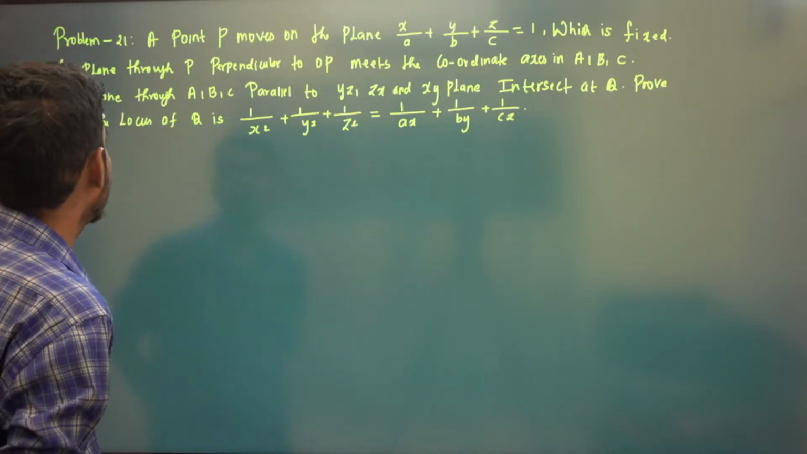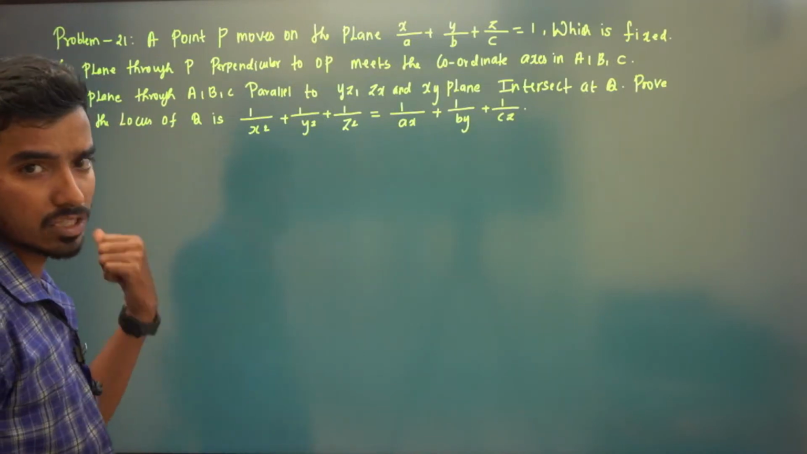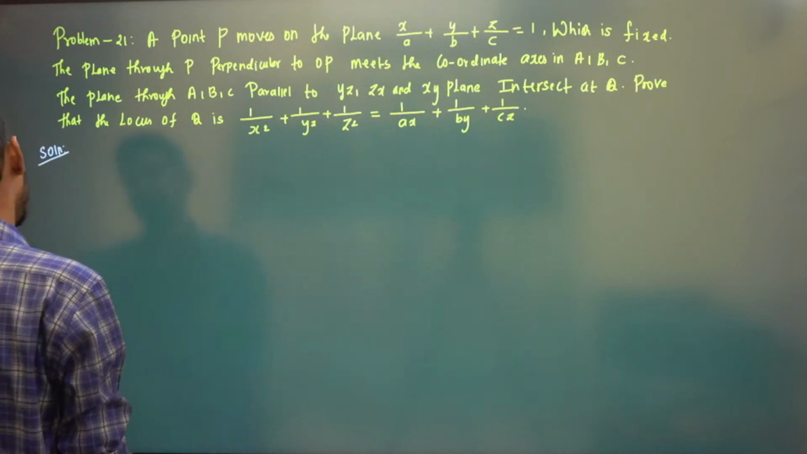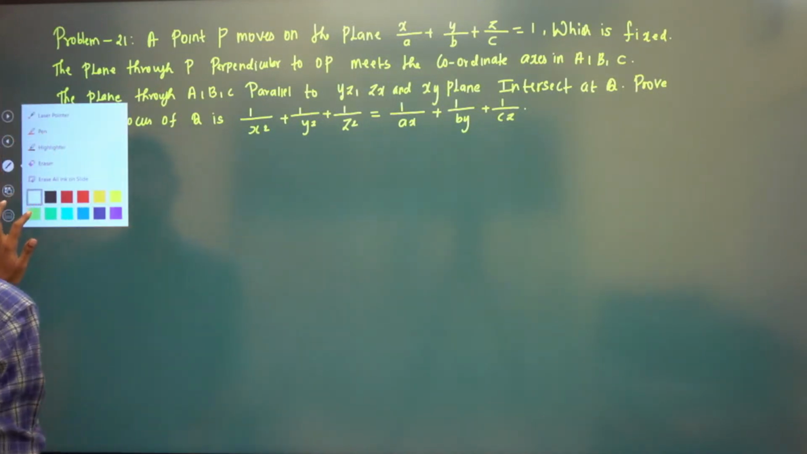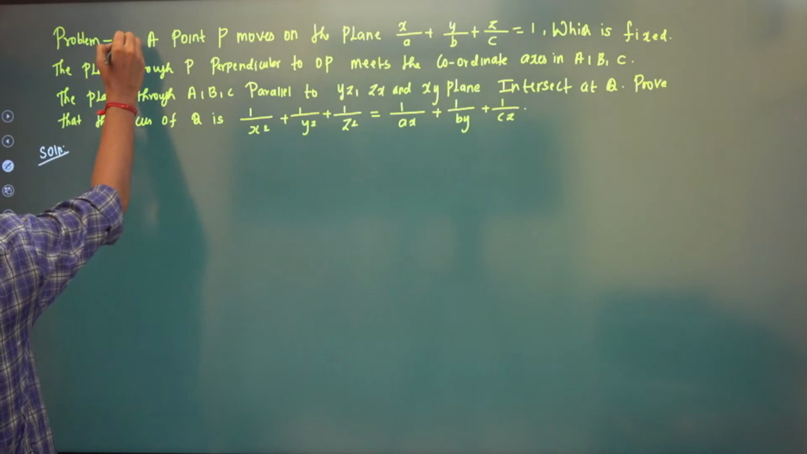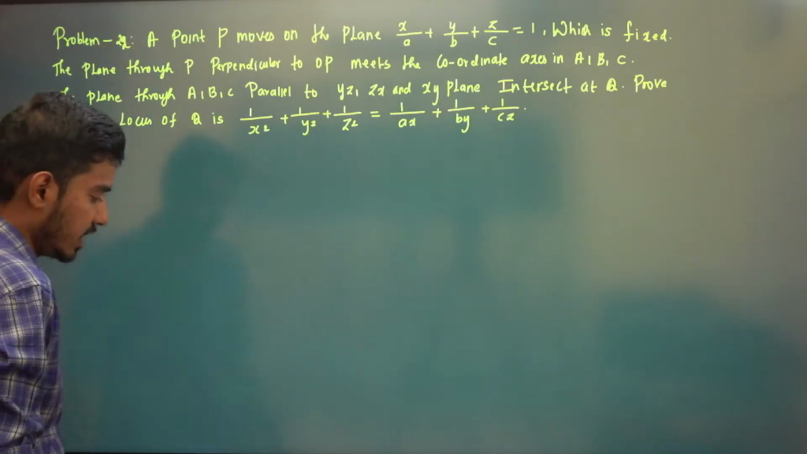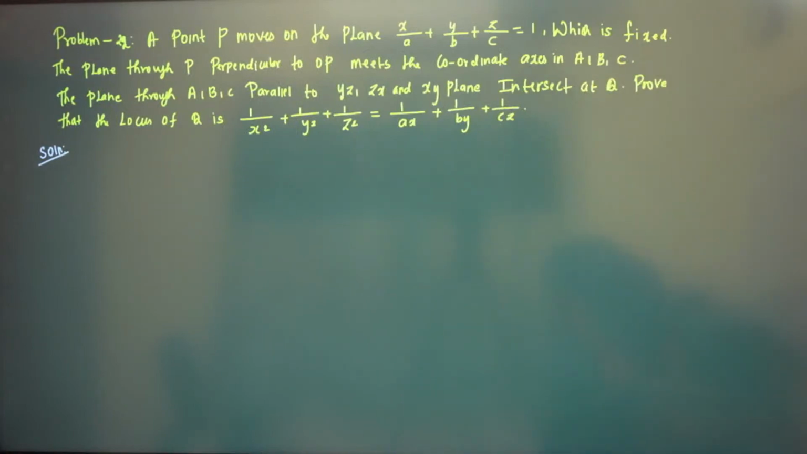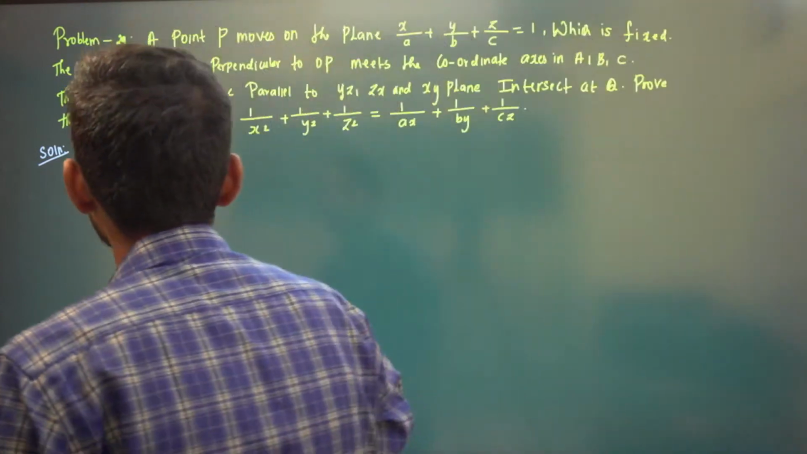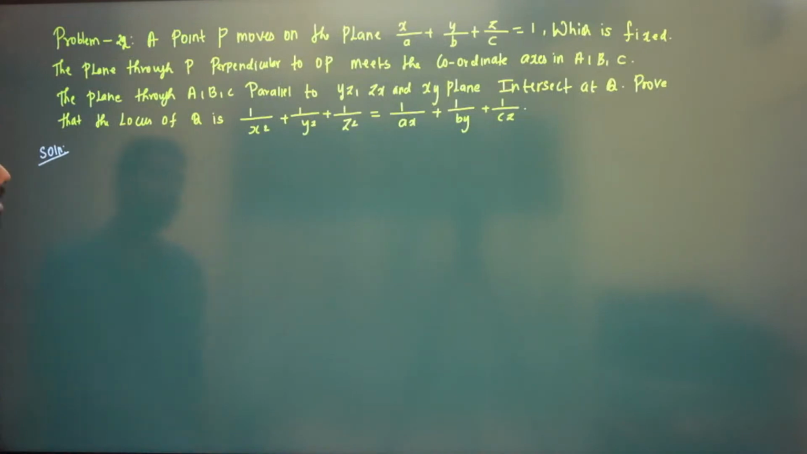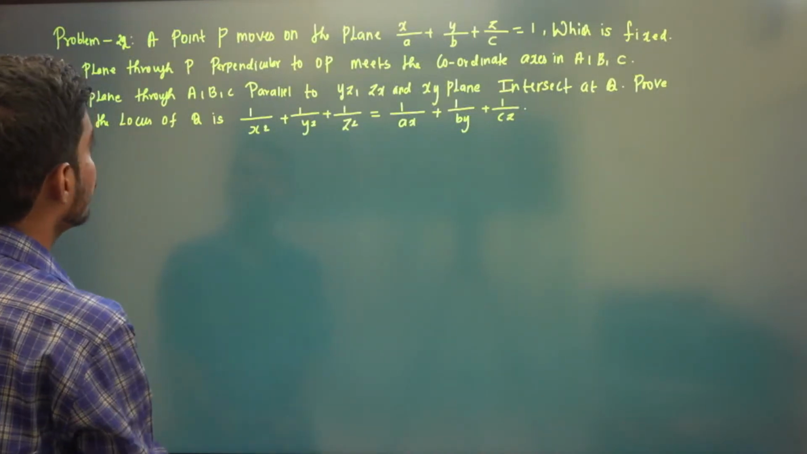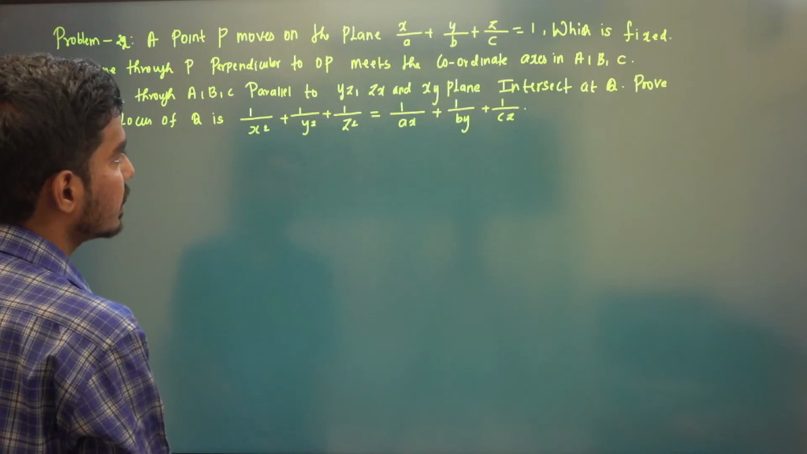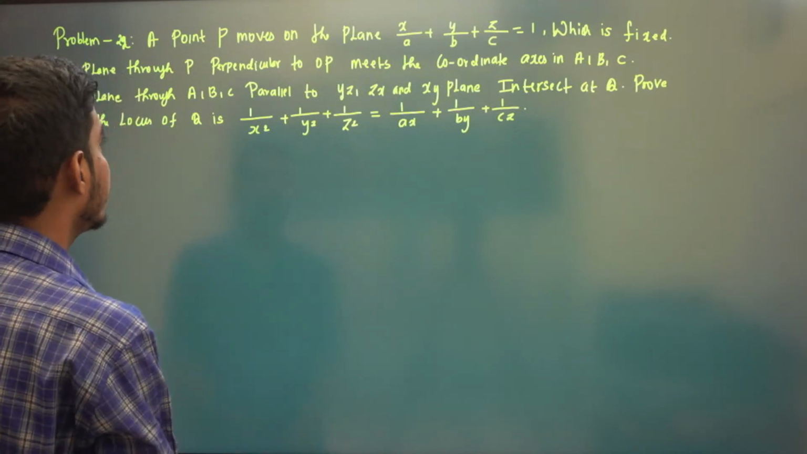I think we have stopped at the 21st problem in the previous class, so that means it will be the 22nd problem. A point P moves on the plane x by a plus y by b plus z by c is equal to 1, which is fixed.